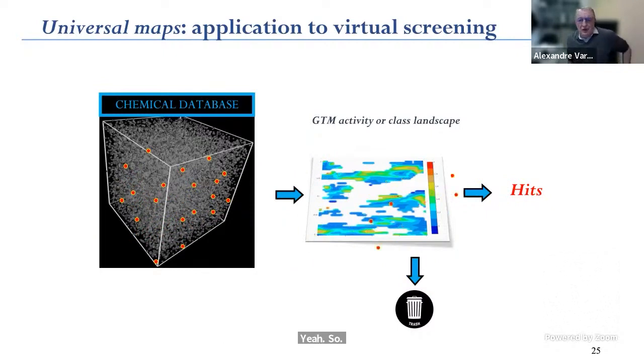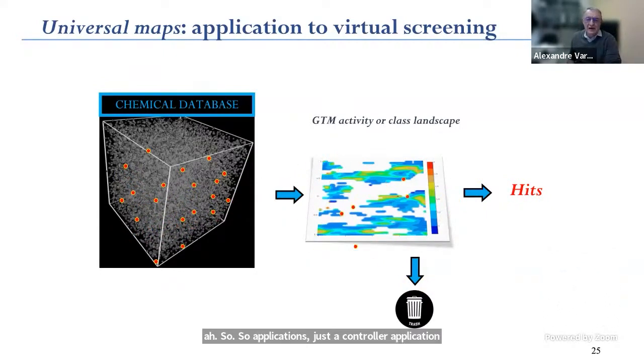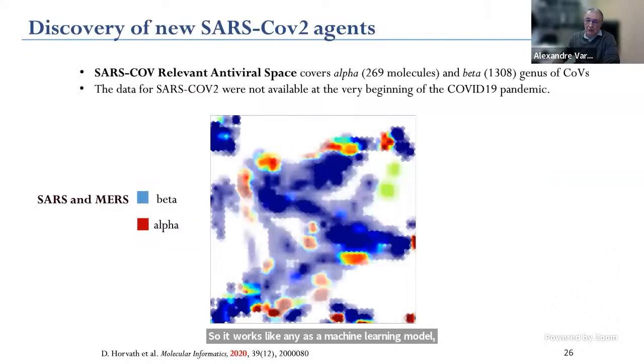So first, concerning applications of GTM to virtual screening. This is very straightforward. We have a chemical database of virtual or real compounds. We project this on the GTM activity or class landscape, and then we select the hits. So it works like any other machine learning model.